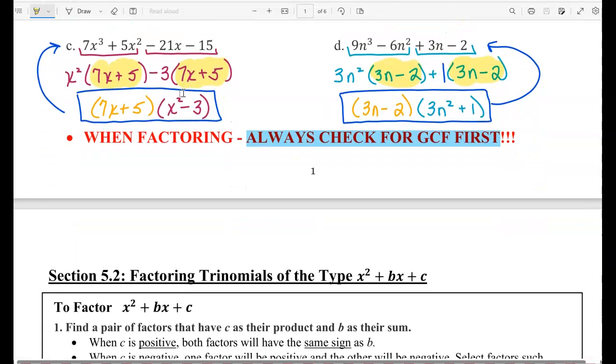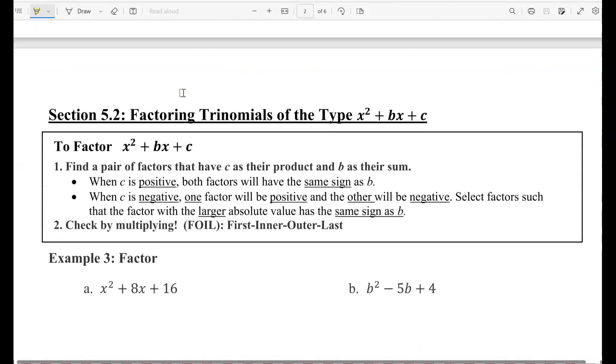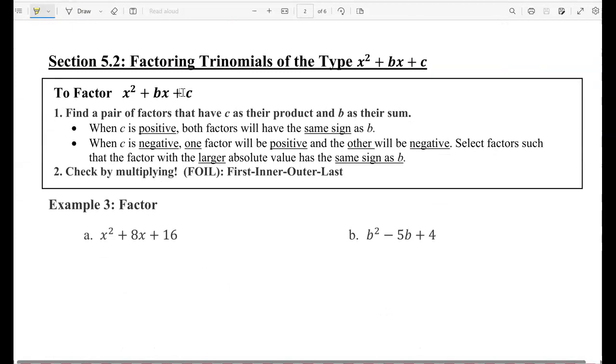The next factoring technique we're going to be talking about is factoring a trinomial. So a trinomial is a polynomial with 3 terms, and we're going to specifically be looking at the type that is x squared plus bx plus c, noting that the coefficient in front of the x squared is 1. So this is a specific type and a specific approach that we will take to be able to factor.